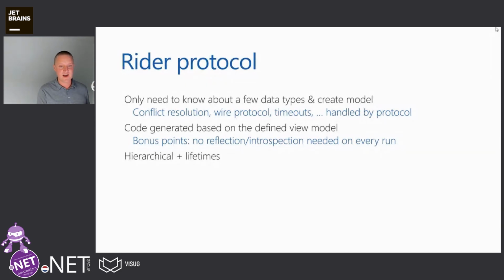The codes that you generate based on the view model is generated in the language that you are using, which means that since it's generated, there's no reflection involved, there's no JSON ignore, and whatever attributes. It's really just C# code or Kotlin code that you work with that handles everything and that you can use to communicate between both sides of the IDE. It's also hierarchical and introduces lifetimes. That's a very vague statement, and I'll go into that in a minute.